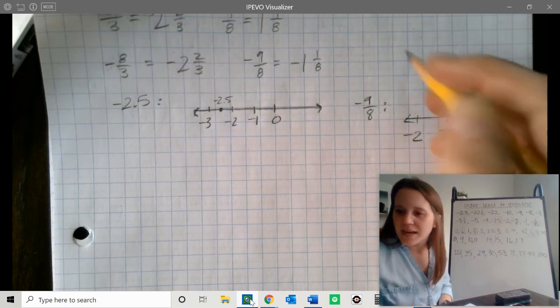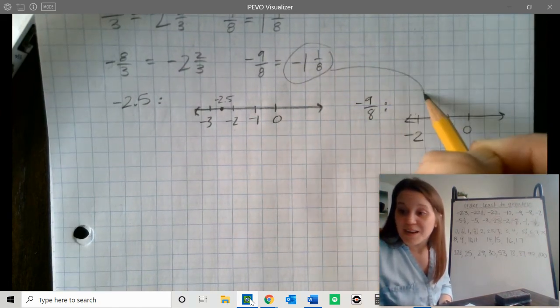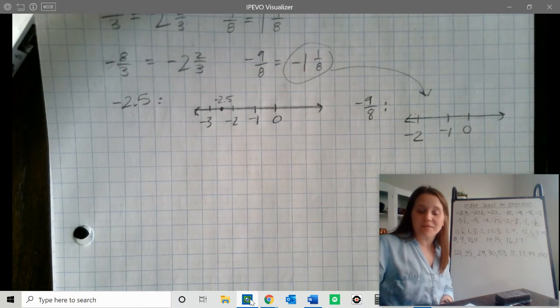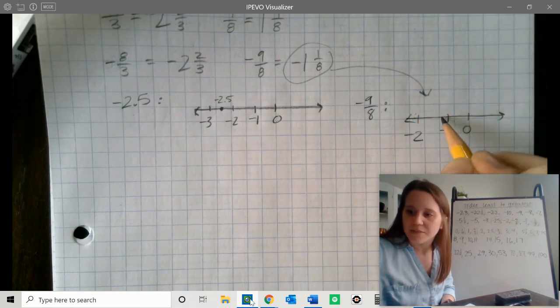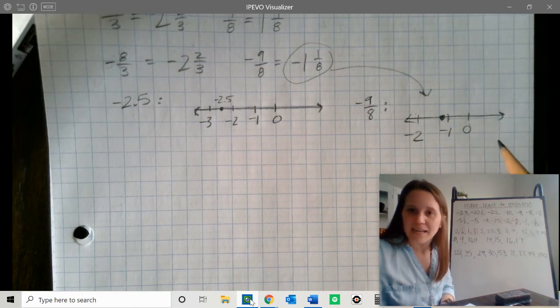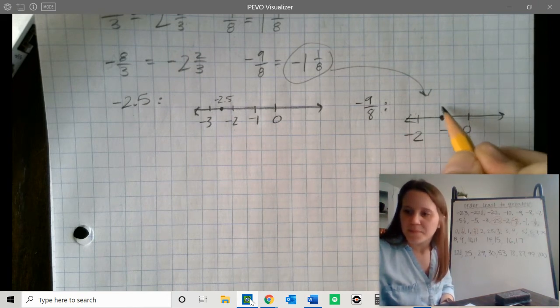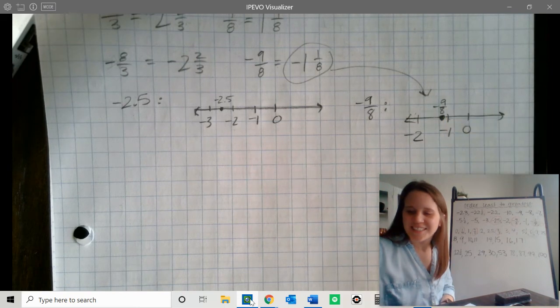I know that negative 9/8 is equal to negative 1 and 1/8. Positive 1 and 1/8 falls between 1 and 2. So negative 1 and 1/8 will fall between negative 1 and negative 2. It'll be about here, right? Negative 1 and then only 1/8 more negative. It's pretty close to that negative 1. So there's negative 9/8.